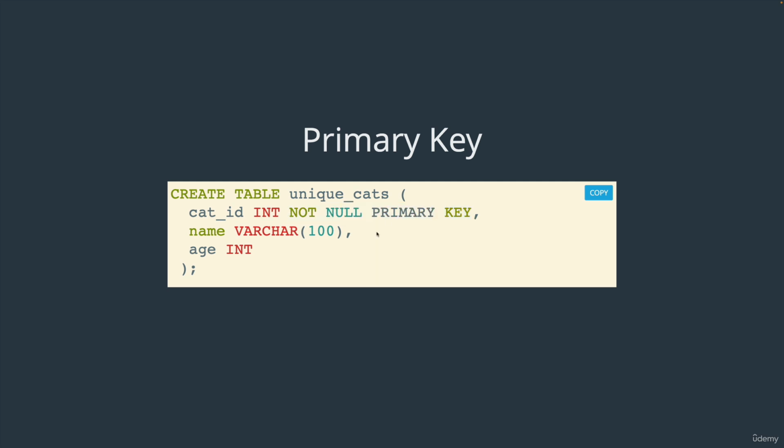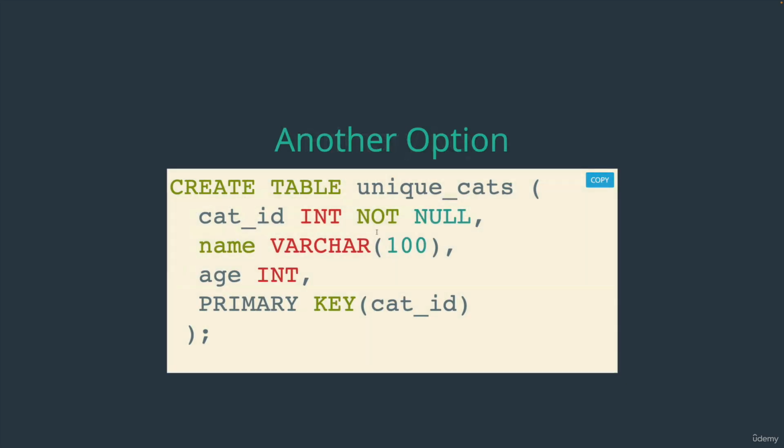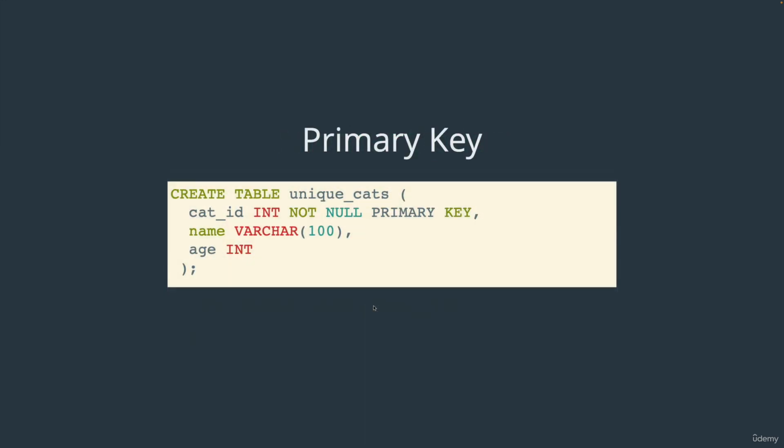But there's another way of doing this, another syntax that you'll see, and it looks like this. We can create our column cat ID, it's an integer, it can't be null, and then later on we can come back and say, hey, remember that cat ID? Make it a primary key. These will both do the same thing, it's just a different syntax.